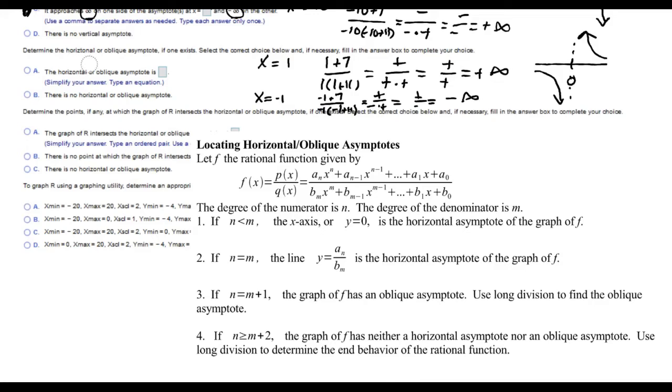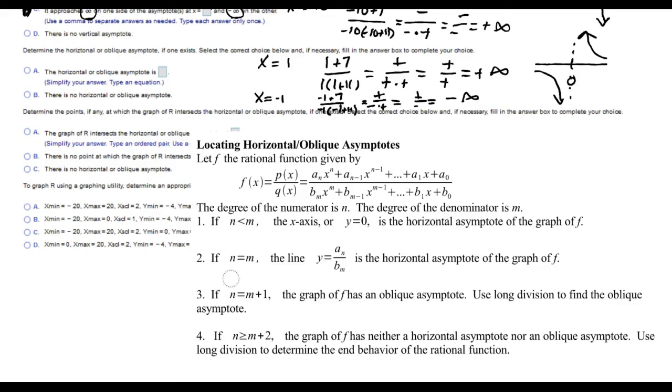So next we're going to focus on finding horizontal and oblique asymptotes. And down here I put some instructions on finding horizontal and oblique asymptotes. What you need to know is that your numerator and denominator are polynomial functions. And because they're polynomial functions, the degree of the numerator and the degree of the denominator are indicated by the highest power on those variables. The degree of the numerator is n. The degree of the denominator is m. We're going to use those degrees to compare in these different cases here.